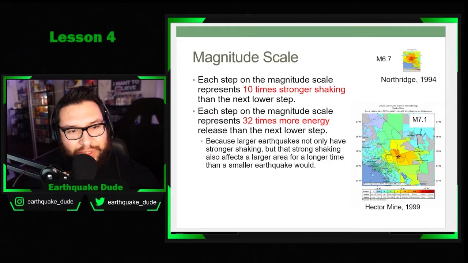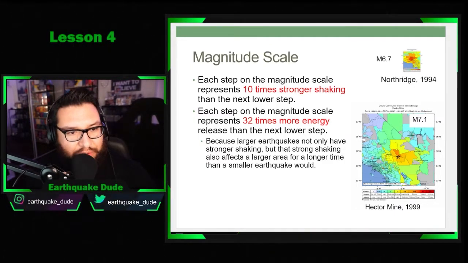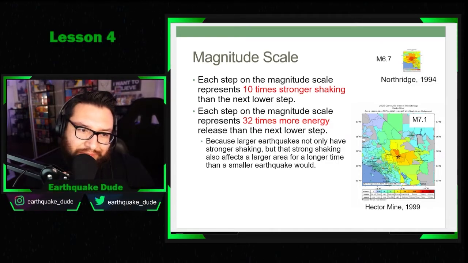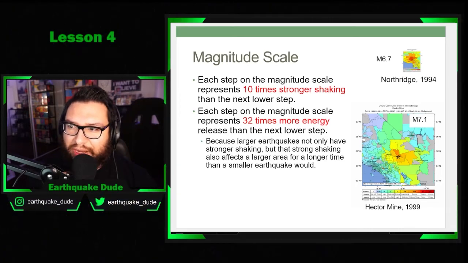So we used to use this thing called Richter scale, and I know you guys have heard it, but we don't use it anymore. We actually use things like moment magnitude. But for simplicity's sake, we're just going to talk about magnitude. Okay. Now, what does that number actually mean?